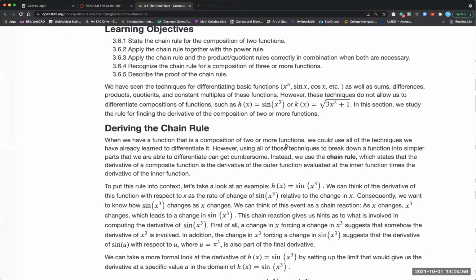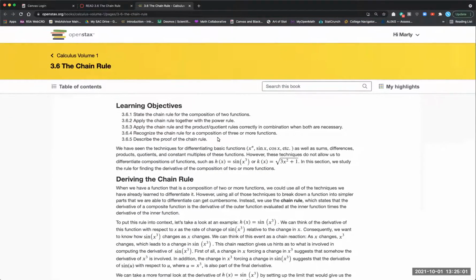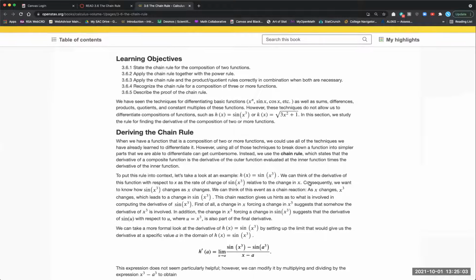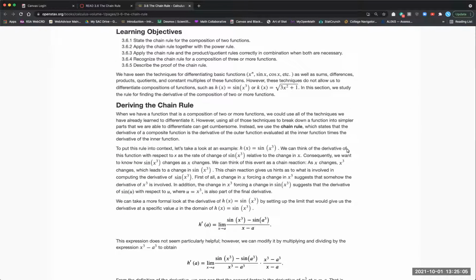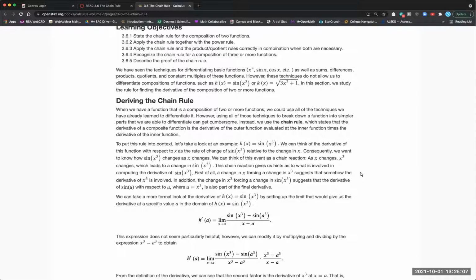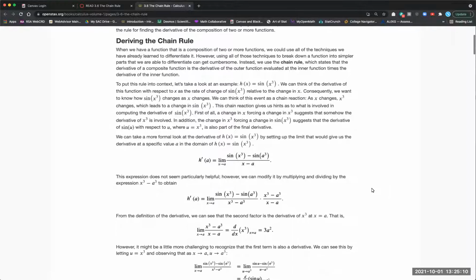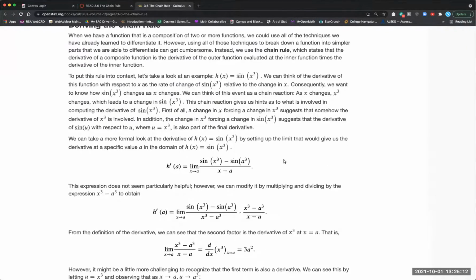Okay, let's take a look at lesson 3.6, a quick review of the chain rule, plus I'll do a couple of examples at the end. Now the chain rule, again, is going to be a process we just kind of memorize and learn how to do. It comes from, again, where it says deriving the chain rule.